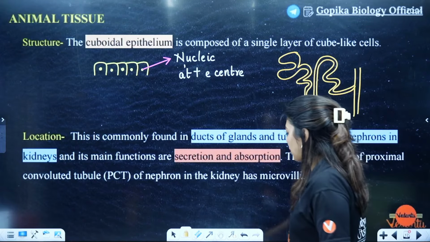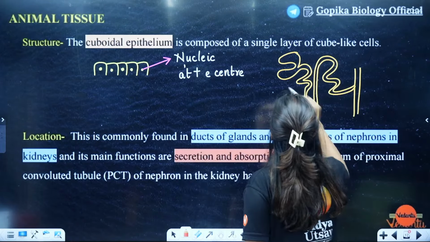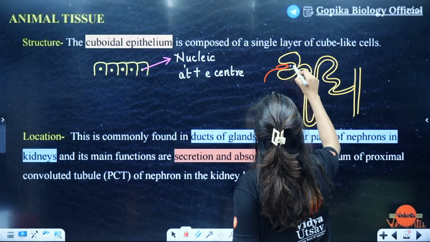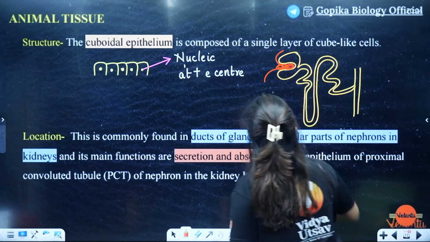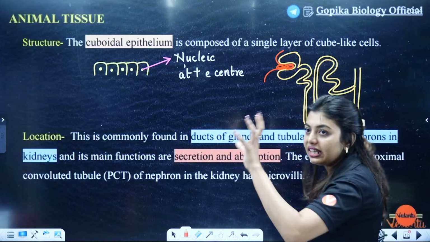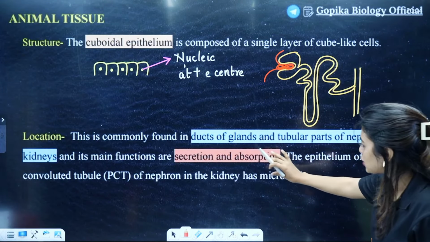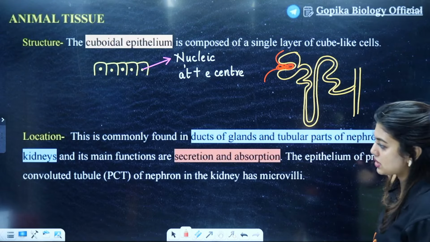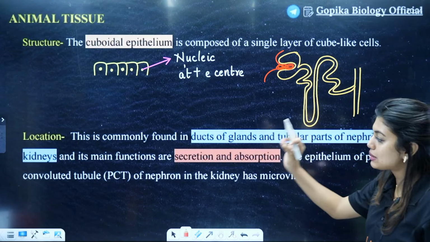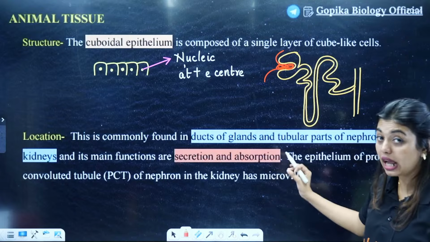Yes, diagrams have power. Trust me, ma'am. Yes, I trust you. Okay, so this is your tuft of capillaries. Now, why did I draw this? You will get to know now. This is commonly found in the ducts of glands and tubular parts of the nephrons in the kidney, and its main function is secretion and absorption.